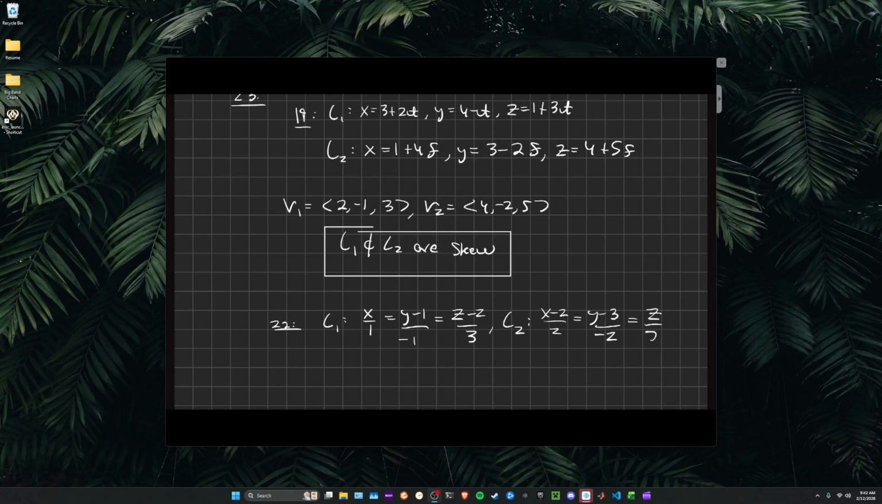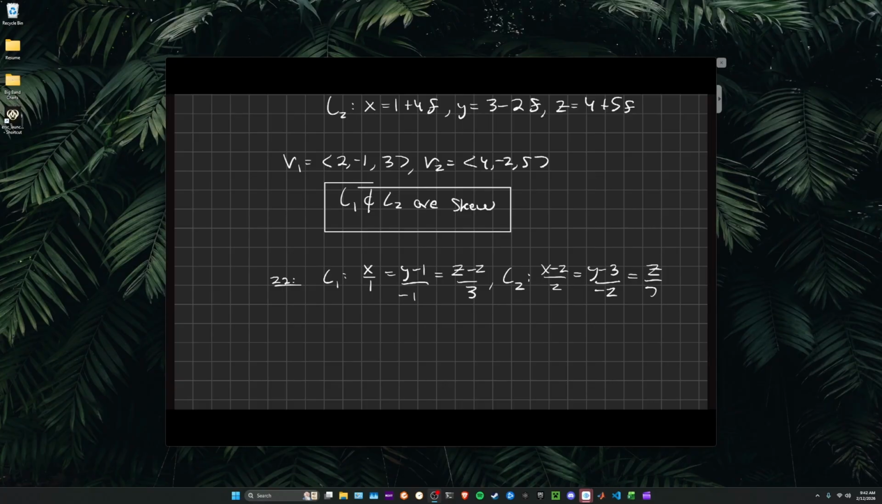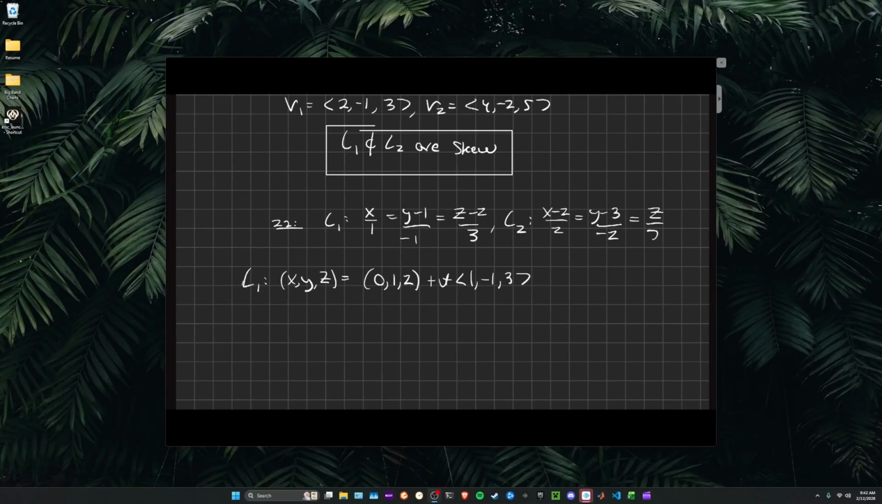So again, we can look at just how to express these lines individually. So let's look at L1. This would be 0, 1, 2 plus t times 1, -1, 3. L2 would be the point 2, 3, 0 plus the scalar multiple that's been called s times a vector 2, -2, 7.